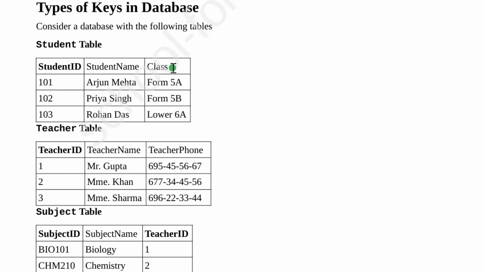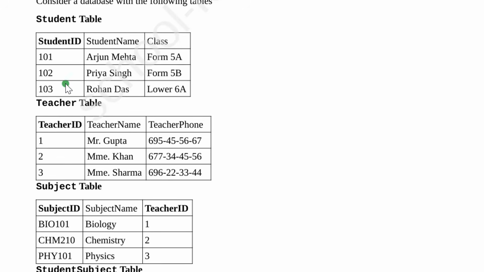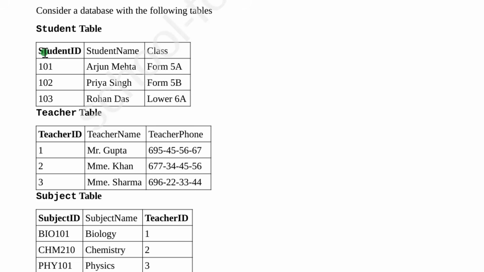Now the class, of course, so we can have multiple students in form 5A. So you are seeing that the class can repeat. Good, but the ID here is unique for each student. Take note of that. So that's why in this table, student ID is the primary key. Now you are seeing that in this table, just one column is the primary key.